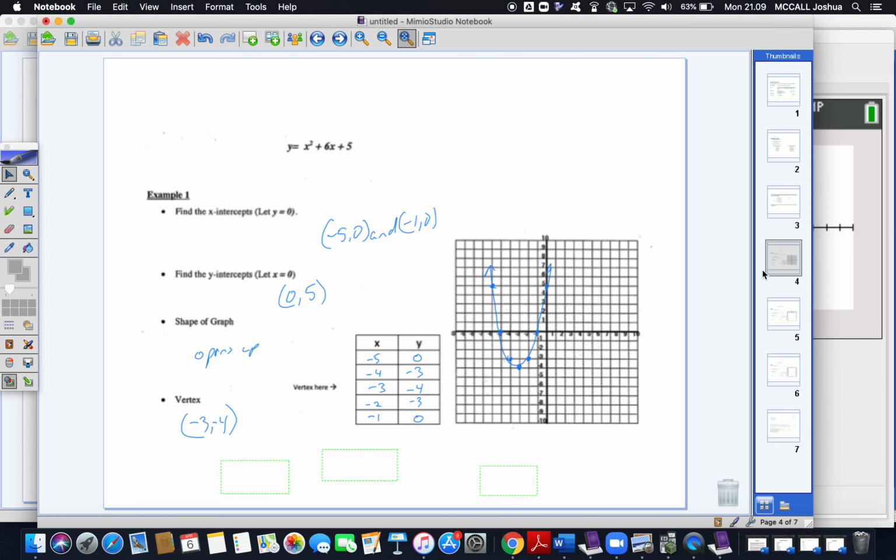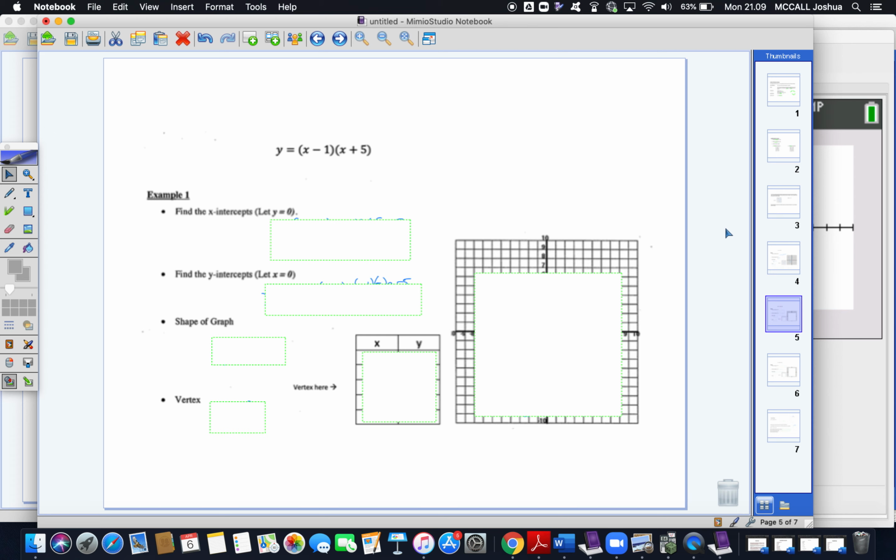So the other one we already know is at 1, 0, but we could do that same process for both. On the next problem, this one is in factored form. Remember, factored form tells us the x-intercept, so I can look at this and say, oh, the x-intercepts are at +1 and -5. We can also just do it by setting each factor equal to 0 and solving for x.